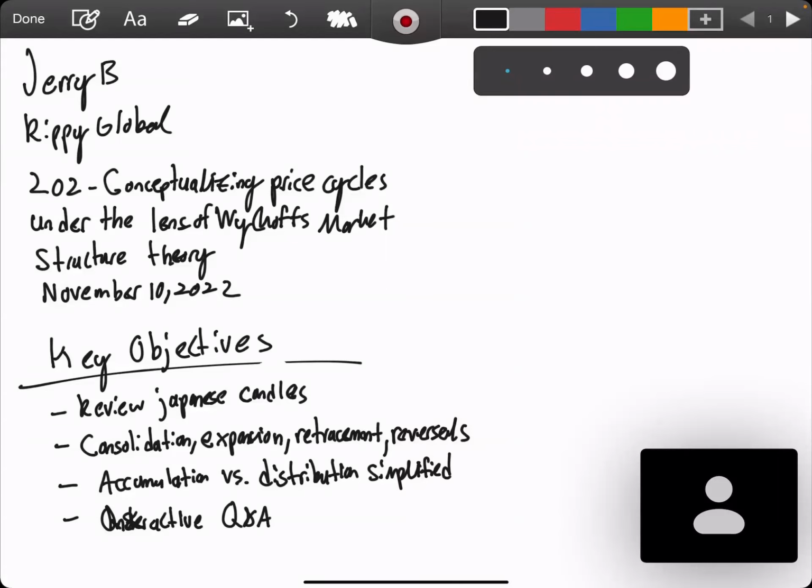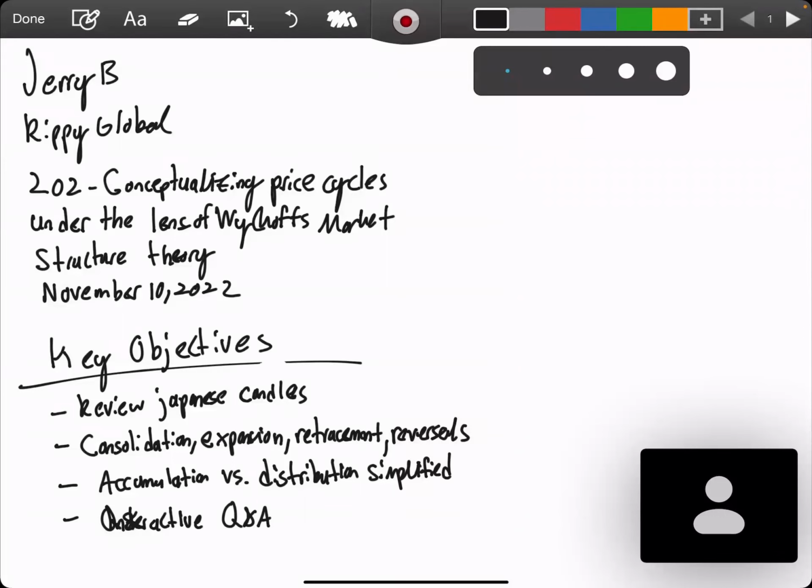All right? And our key objectives for tonight are going to be Japanese candles. So I'm going to review the slides from last class, as well as dive into the consolidation, expansion, retracements, and reversals. So that's going to be our price cycle, right? And then we're going to talk a little bit deeper into some of the models that we may see within structure using Wyckoff's accumulation and distribution.